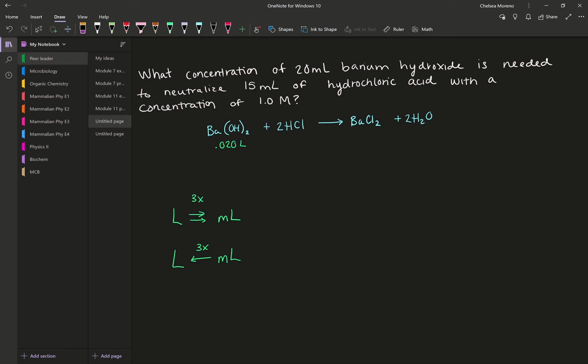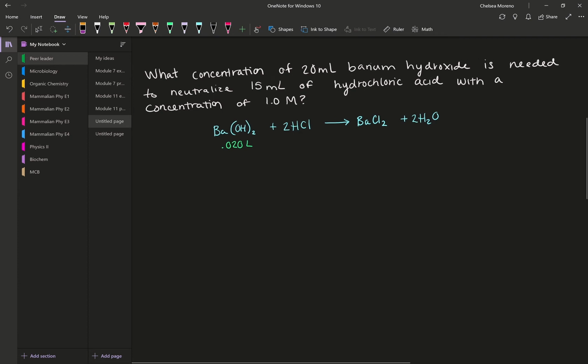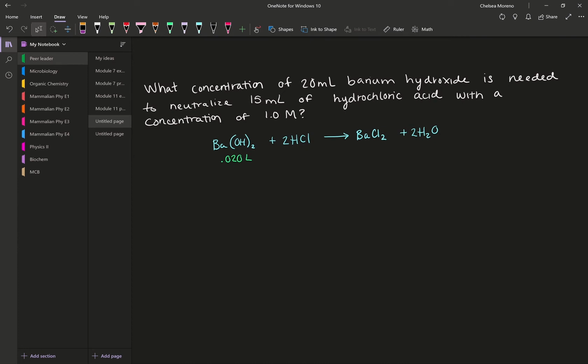We could have also done it in the sense where we go 20 milliliters and then 1 milliliter and then 1 times 10 to the negative 3 liters. We could have done that too, but this is just a little shortcut that I figured out works every time. Okay, so now we have our 15 milliliters of hydrochloric acid, right? So I'm just going to move that decimal 3 times to the left. So that means I have 0.015 liters.